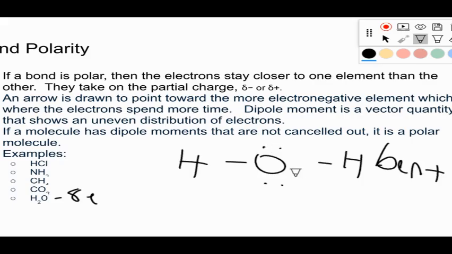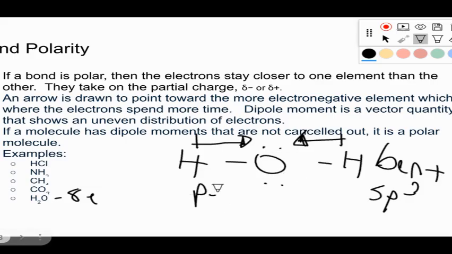But it has 1, 2, 3, 4 bonding or electron domains. So since it has 4, it is sp3. And now let's do our dipole moments. These are polar bonds. Hydrogen is less polar than oxygen. So what is happening is it is going to pull the electrons into oxygen.